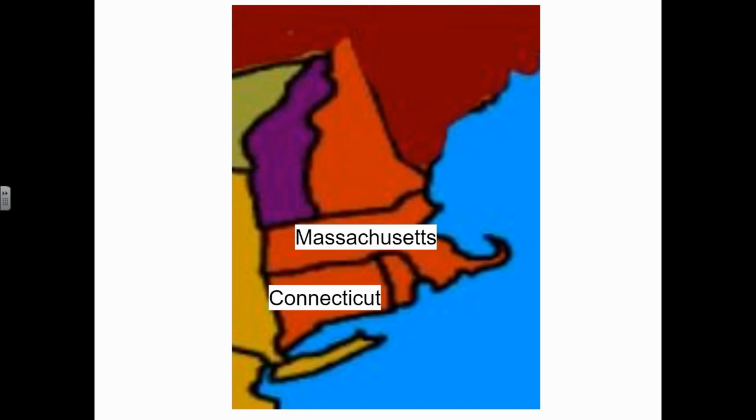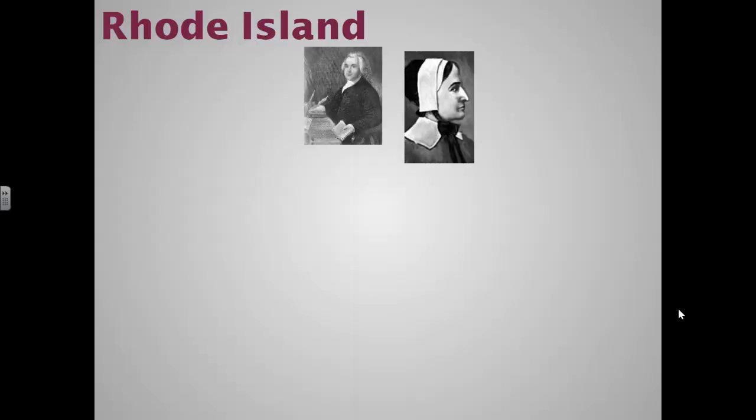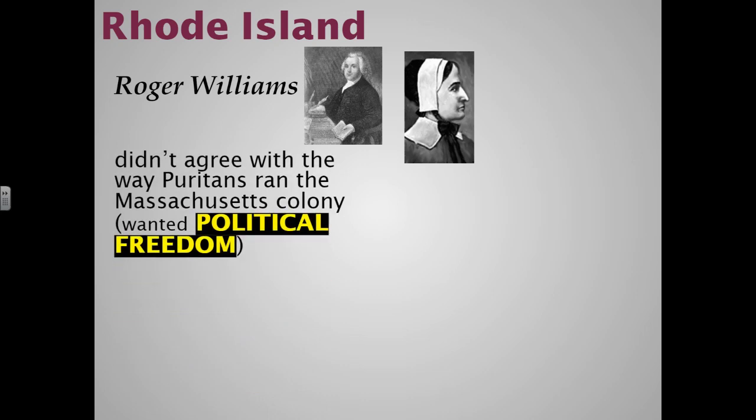All right. So now we know that Massachusetts was started because people wanted religious freedom. Connecticut was started because people wanted political freedom. And that is actually also why the colony of Rhode Island was started. Rhode Island was started because of this guy. His name was Roger Williams, and he did not agree with the Puritan rules and laws. And so he also wanted political freedom.